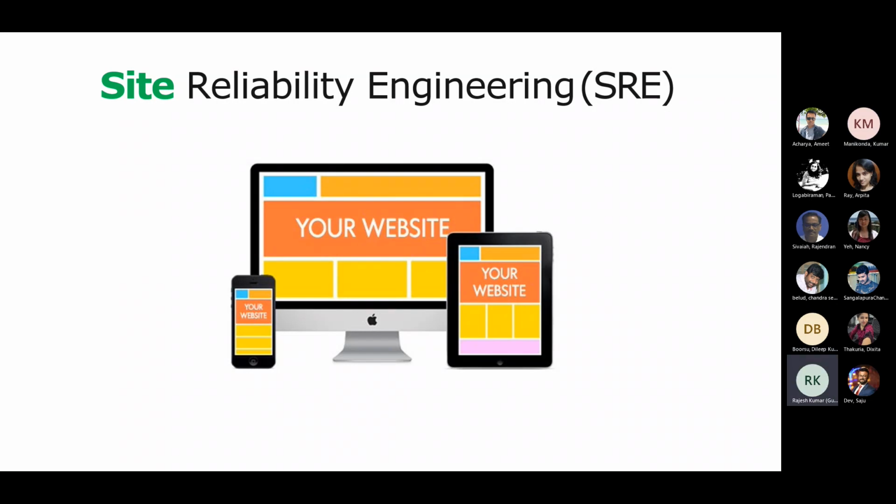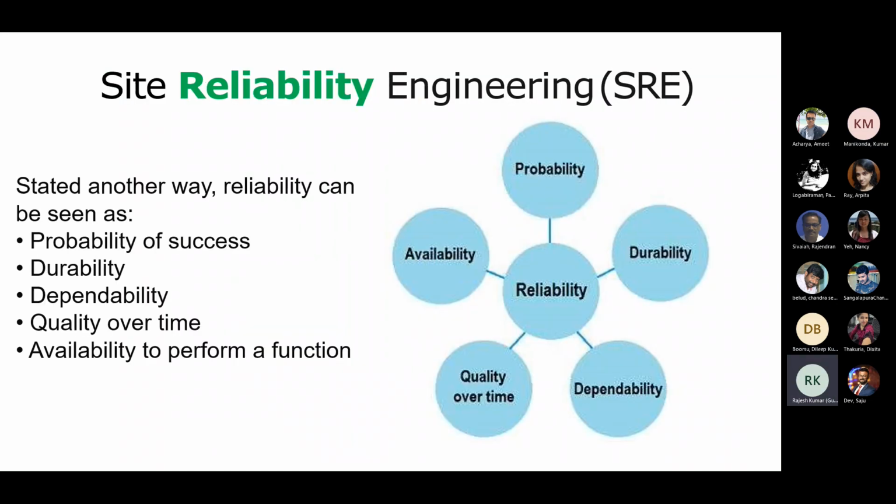Yes. So that is site reliability engineering. Stated another way, reliability can be seen as a probability of success, durability, dependability, quality over time, ability to perform our functions. So multiple things are there, okay? I don't want to complicate it with a few keywords because that will hardly matter to you in your work. But when you want to convey some messages to the management or peers or someone else outside, and you're in a discussion, then you have to know about this.